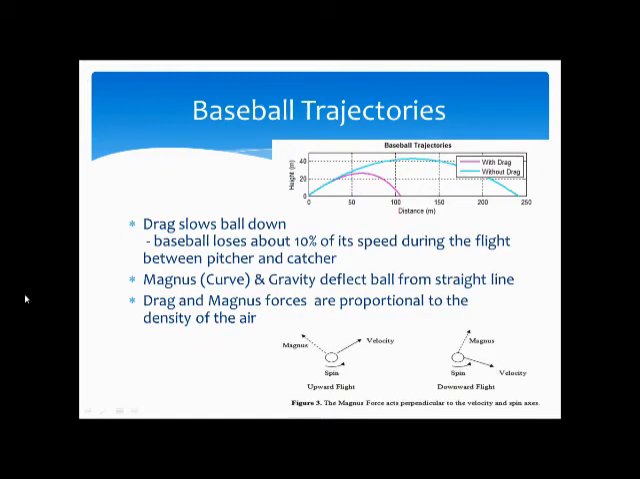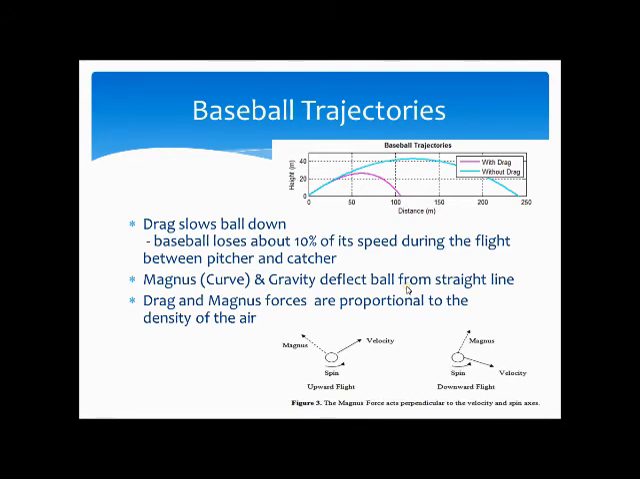The last part is the baseball trajectories. The graph shown at the top is with drag and without drag, and it definitely shows that drag has a huge impact on how far the baseball will travel. So obviously the drag slows the ball down. The ball loses about 10% of its speed during the flight between the pitcher and the catcher. Another thing that influences baseball trajectories is the Magnus force, or the curve of the ball, and gravity deflects the ball from a straight line.